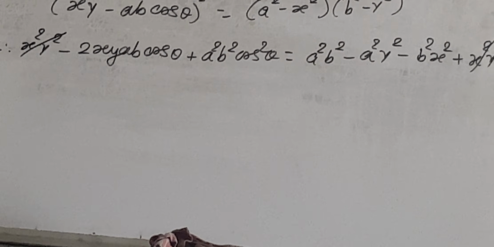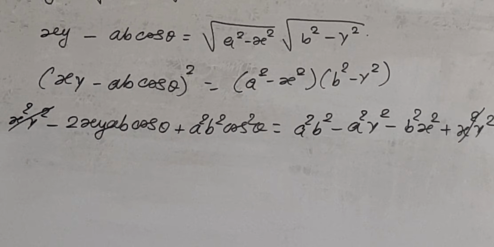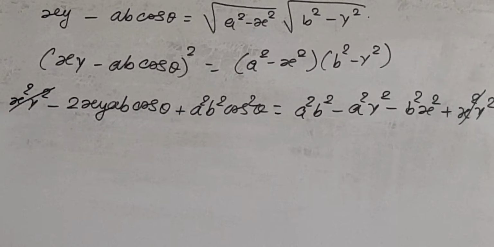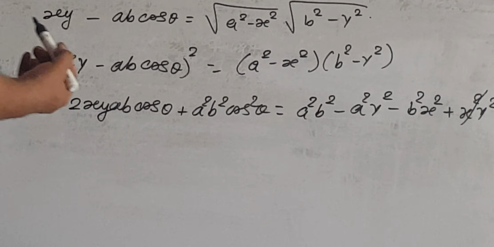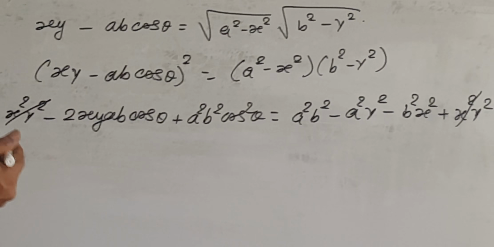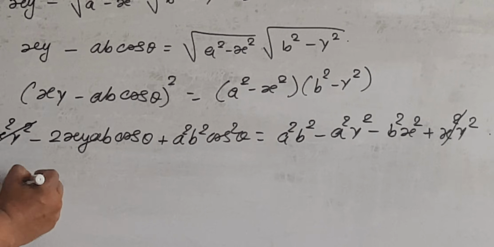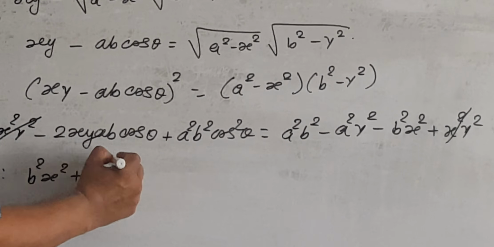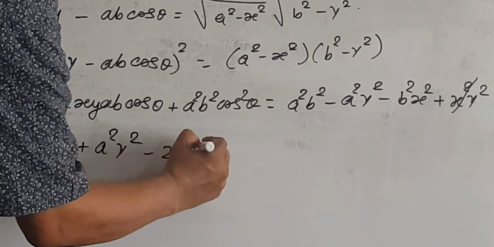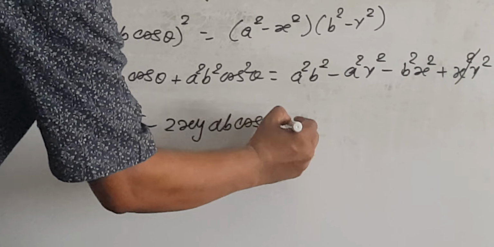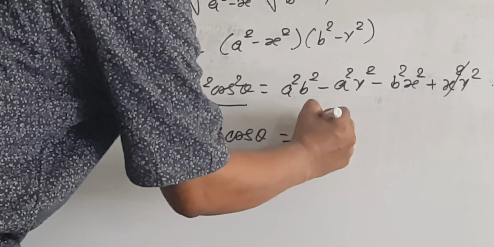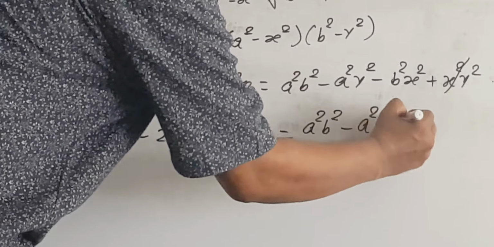Understood? Now, what will be the other cancelled thing? Nothing. We keep it as it is. See, this negative term, we take this side, so it will be positive: b square x square plus a square y square. These two I am taking this side. Minus 2xyab cos theta is equal to, I am taking this term to the opposite side, so a square b square minus a square b square cos square theta.